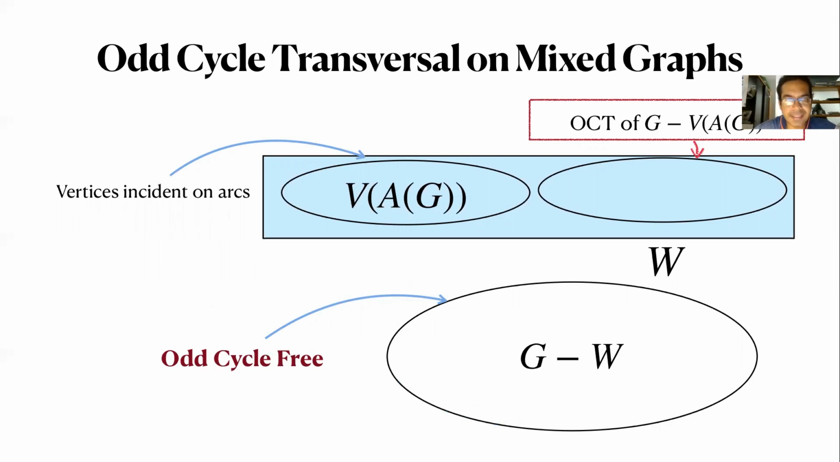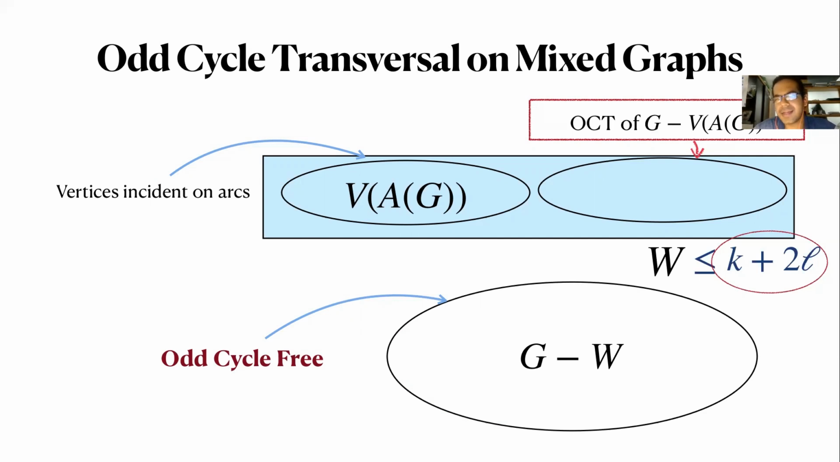In case the answer is yes, we add the odd cycle transversal of the undirected subgraph of the mixed graph into the set of vertices which induce the directed arcs. The set we call W contains the endpoints of the arcs and the odd cycle transversal of the undirected part of the mixed graph. And the size of W is at most k plus 2L, because if there are L arcs, then there are at most 2L endpoints, and k is the size of the odd cycle transversal.